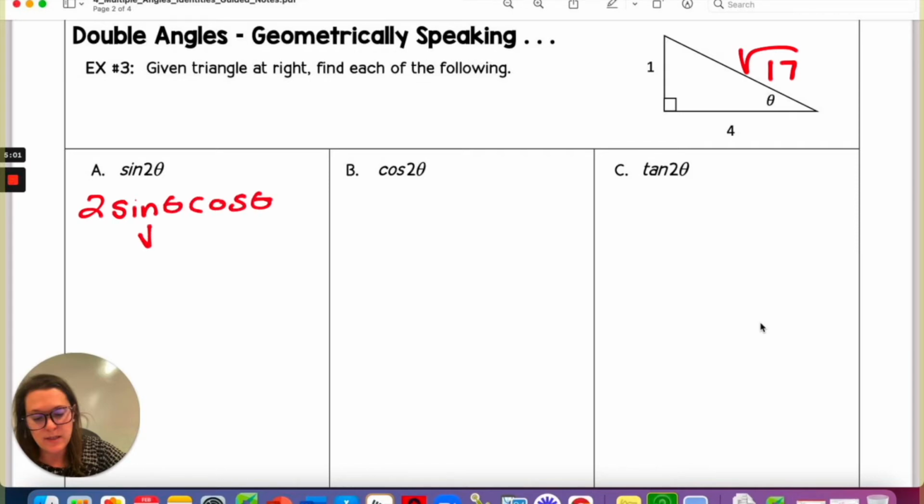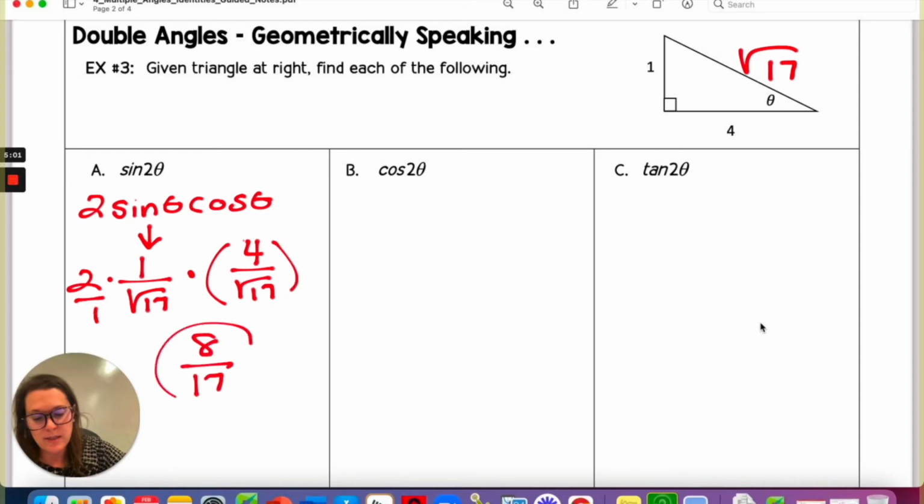Well, the sine of theta is opposite over hypotenuse, so 1 over the square root of 17. Bring down that 2. My cosine of theta is adjacent over hypotenuse, so 4 over the square root of 17. When I multiply all that across, we end up getting 8 over 17, right?